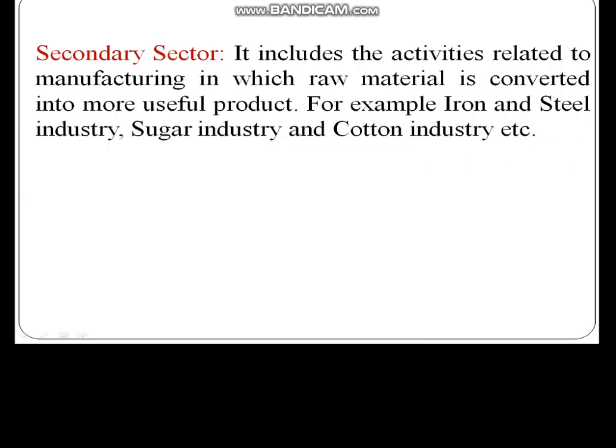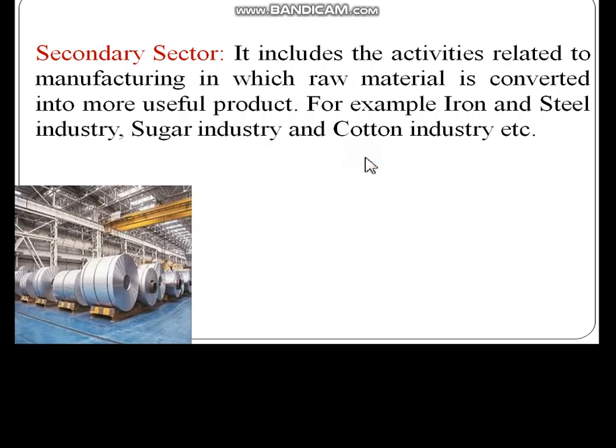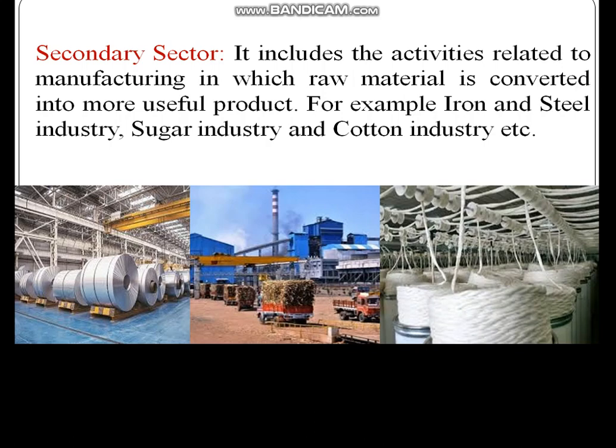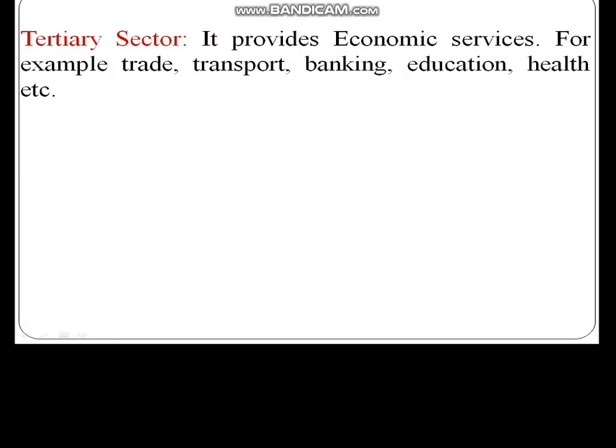And second one is the secondary sector. It includes the activities related to manufacturing. And manufacturing, what do we mean by the manufacturing? Manufacturing is the process in which raw material is converted into more useful product, as you have studied in your previous class. And the examples of the secondary sector occupations are iron and steel industry, sugar industry, cotton industry, etc.